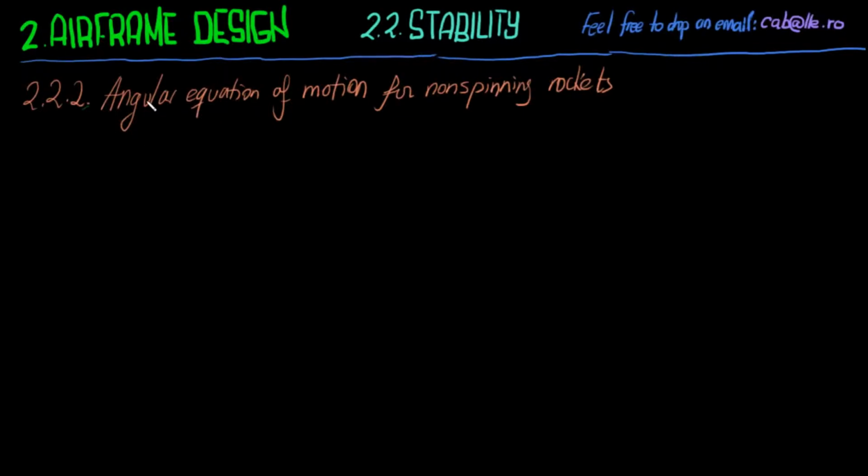So I'm going to discuss the angular equation of motion for non-spinning rockets. Right now, in the next videos, I'm only going to talk about non-spinning rockets. When we have spinning rockets, things complicate a bit. There's a thing called spin stabilization, which is actually the reason why, for example, non-statically stable vehicles can stabilize, like bullets, for example.